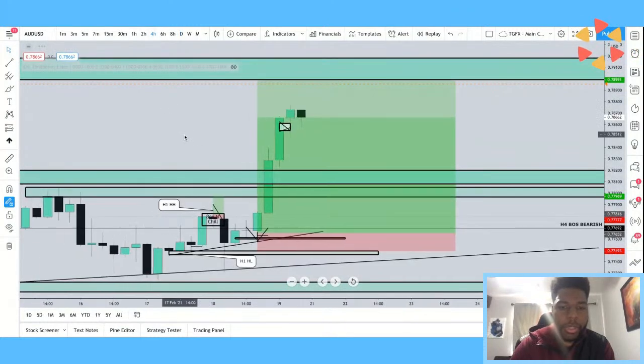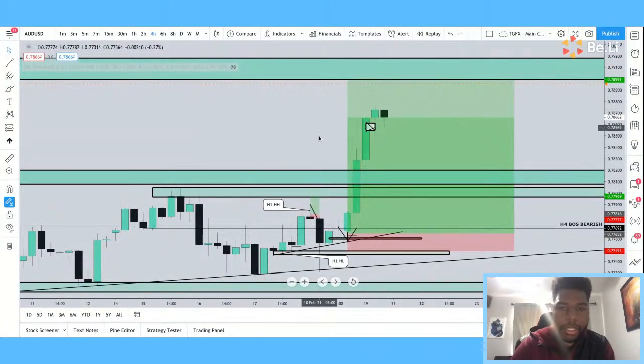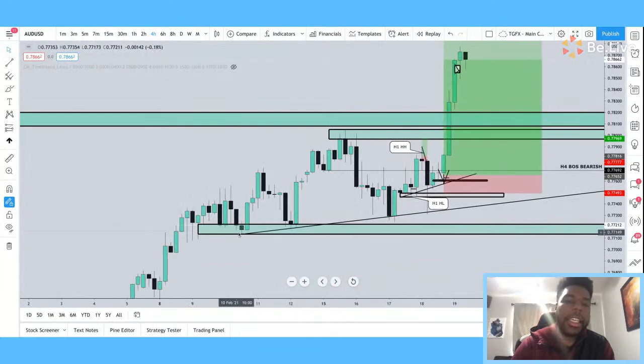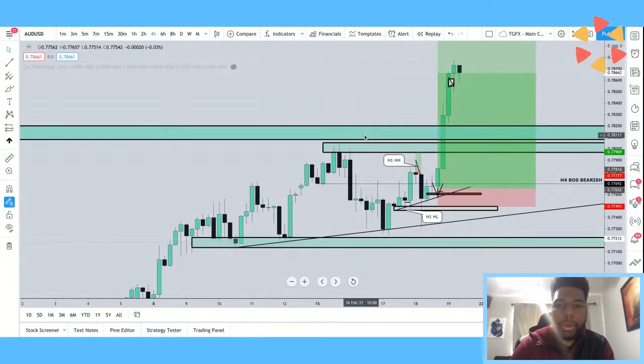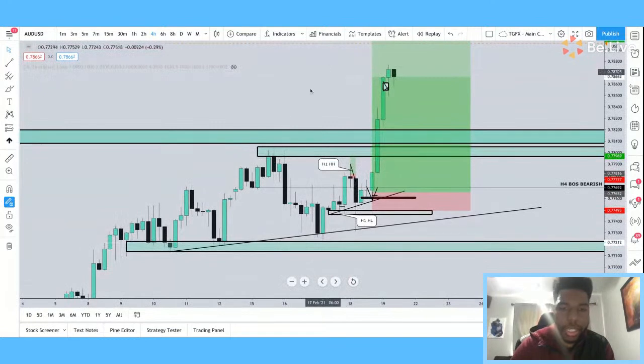So when we drop down to the lower time frames, what we can see is that overall price was maintaining the bullish structure. So we continued to put in higher lows on the H4 time frame that eventually pushed us up, broke us through this level, and will potentially push us up even higher for around 133 pips on this trade.